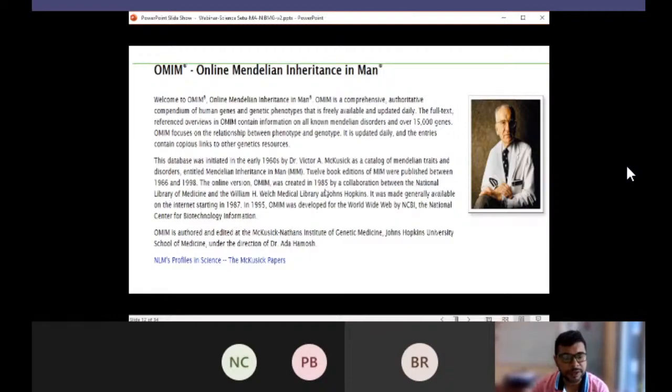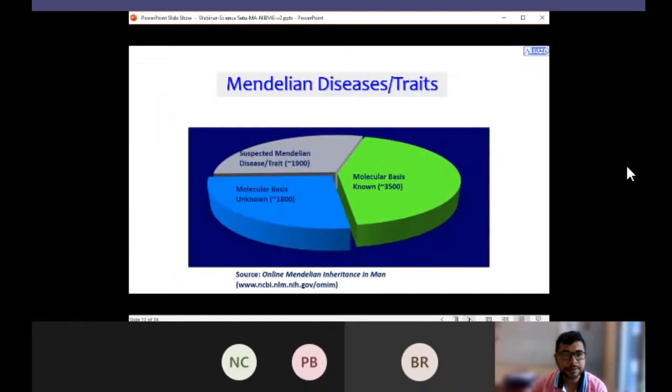The online version was created in 1985 by a collaboration between the NLM, the National Library of Medicine, and the William H. Welch Medical Library at Johns Hopkins. It was made generally available on the internet starting 1987. In 1995, OMIM was developed for the World Wide Web by NCBI, the National Center for Biotechnology Information. OMIM is authored and edited at the McKusick-Nathans Institute of Genetic Medicine at Johns Hopkins University. And this is basically the paper. If you are interested, you can go back and read this paper.